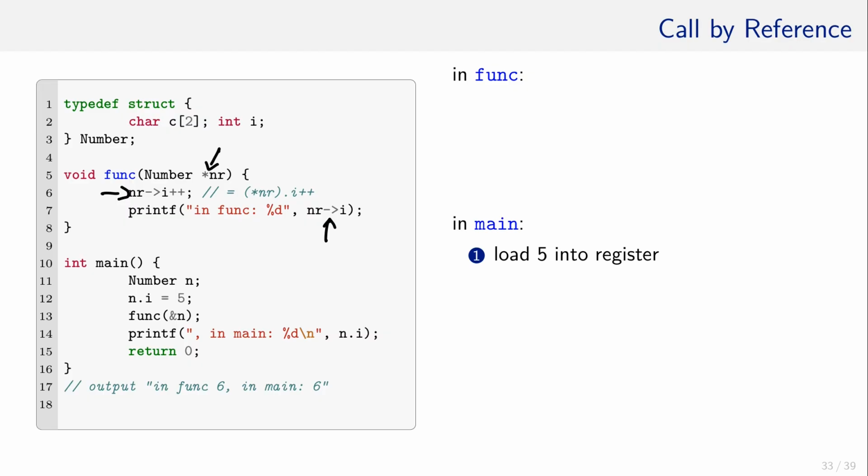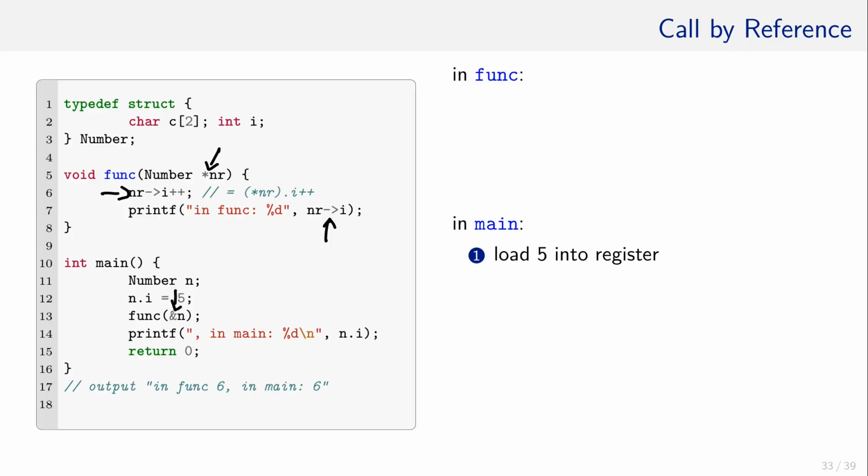What else has changed? In line 13, we added the ampersand here. Recall that this operator says we need to get the address of n. So now we are all set. Let's run the program.